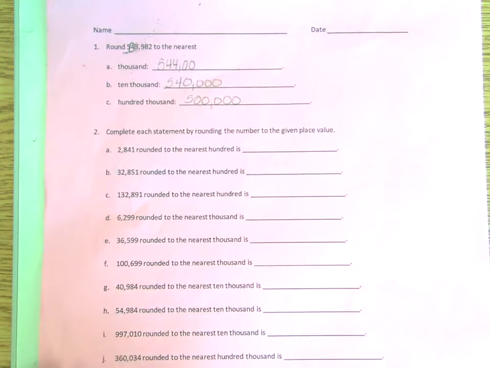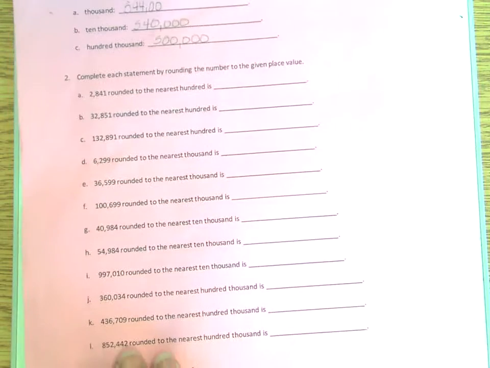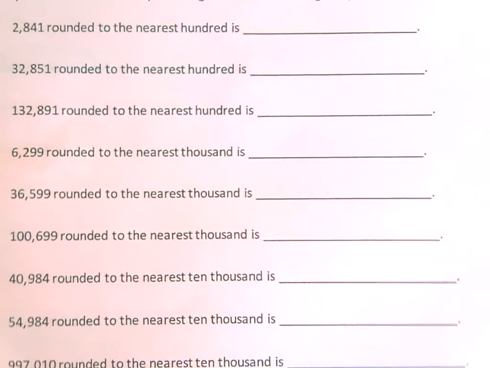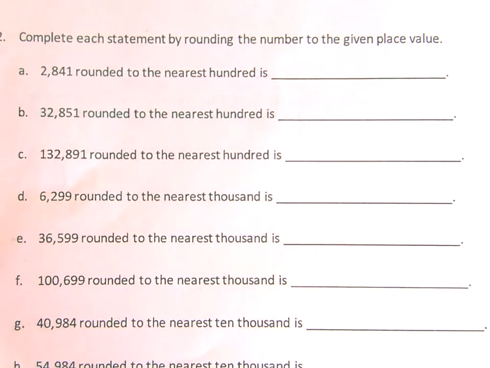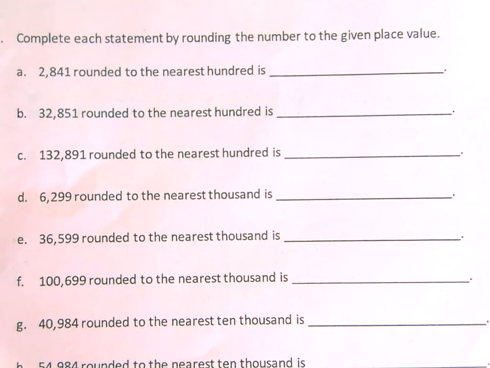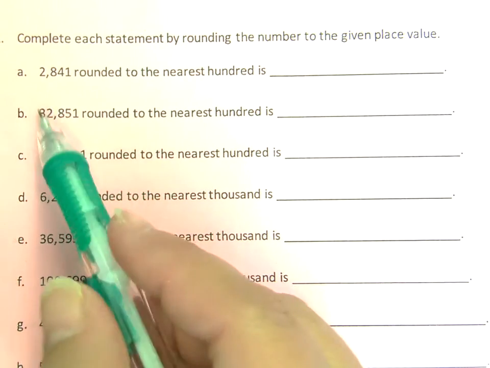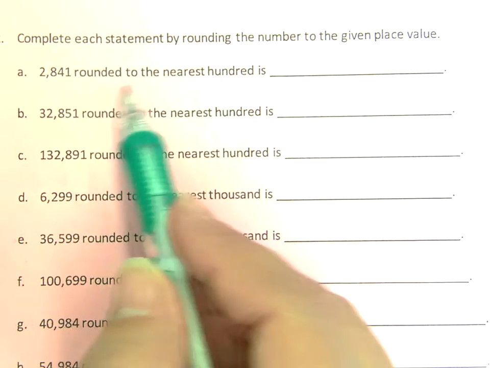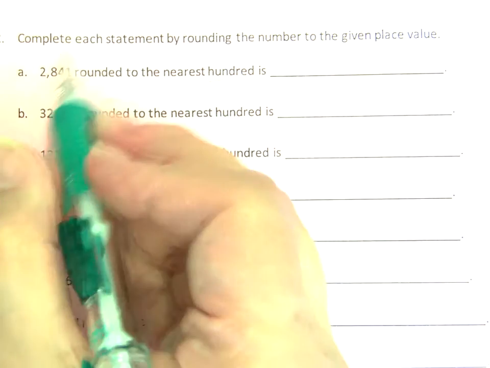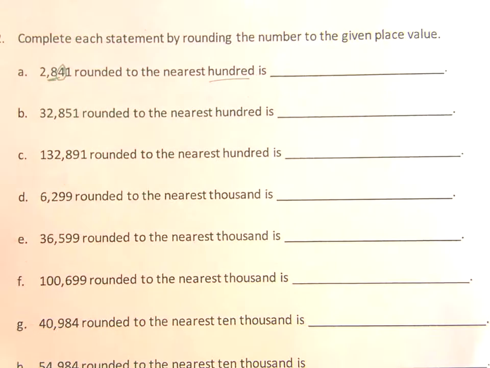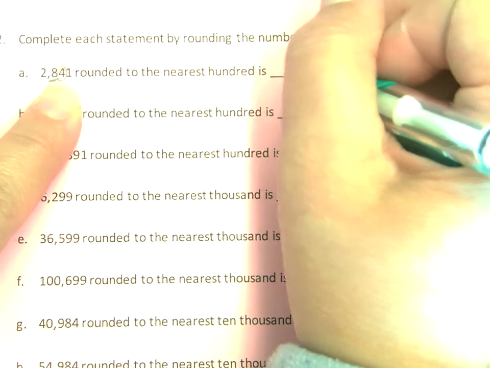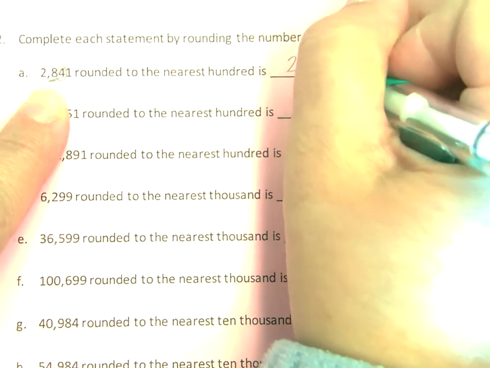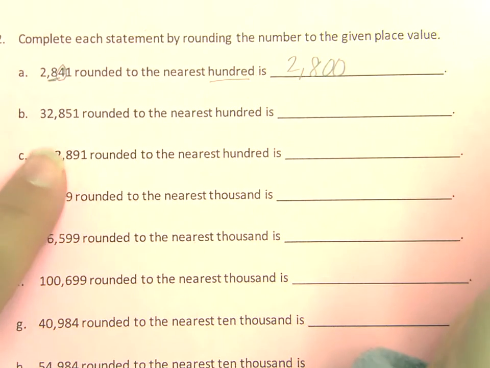Okay. Complete each statement by rounding the number to the given place value. Okay, they want us to show that we know this just by practice and doing it over and over again. So 2,841 rounded to the nearest 100. So I'm going to underline my hundreds, circle the place value next to it, and we are going to round it. It's 4 below, so we're going to leave it alone. So 2,800.